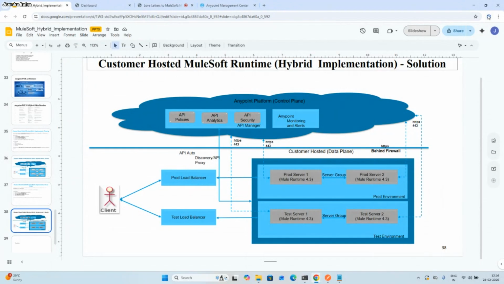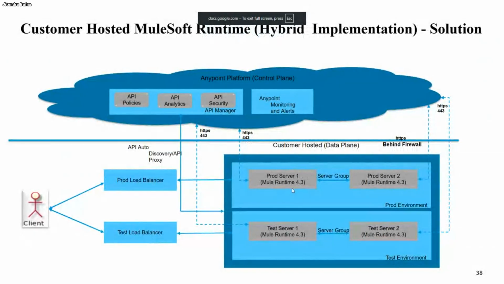This is what the high-level architecture looks like. I will have multiple servers, server 1 and server 2, which will be grouped. Then I will have 2 load balancers for external traffic, one for prod and one for non-prod. For applications deployed to the server group, I can use API autodiscovery to peer my runtime plane with the control plane, so I can apply the MuleSoft policies. And I can send metadata to monitor the APIs and the applications. This is a simple architecture. Any question?